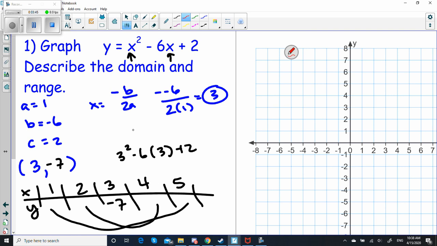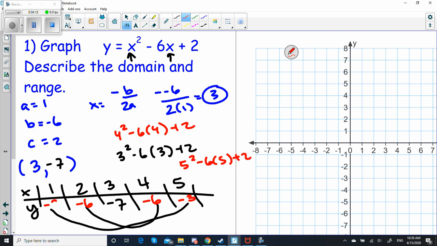So let's do the 4. So 4 squared minus 6 times 4 plus 2. Again, I'm using my calculator and those parenthesis keys. And that gives me negative 6. Both of these are negative 6 then. And I could either do the 5 or the 1. I'll go ahead and do the 5. So 25 minus 30 plus 2 gives me negative 3.